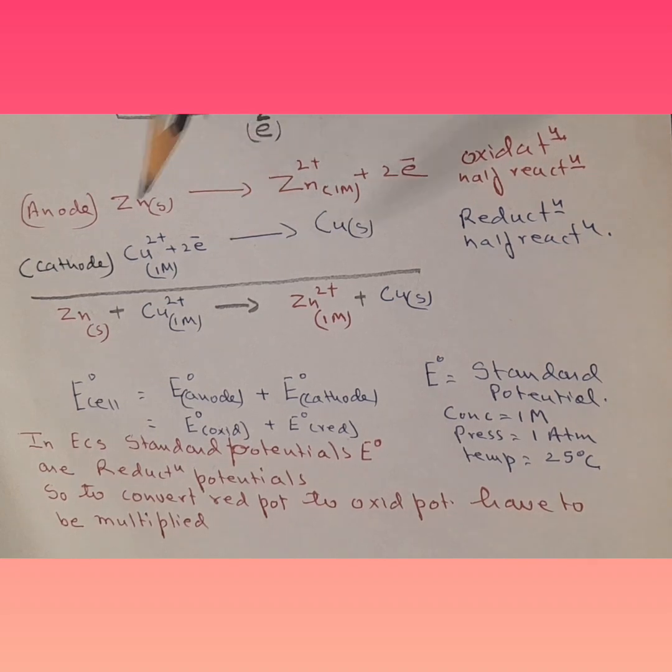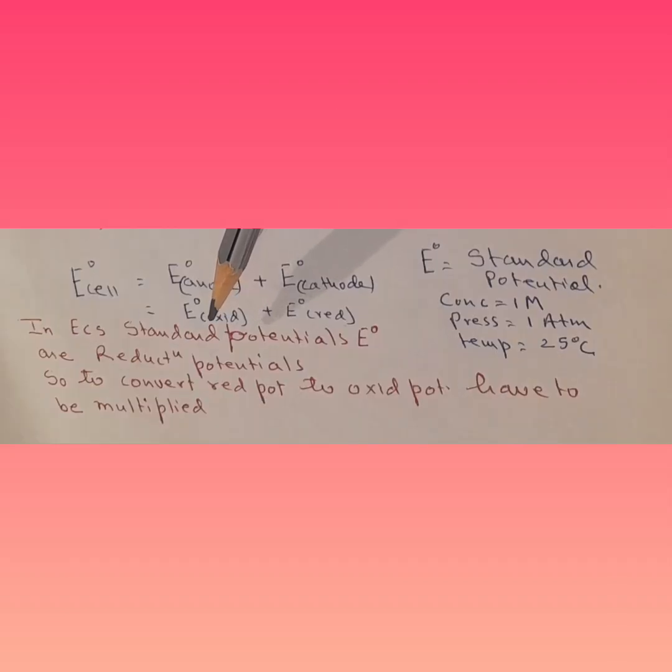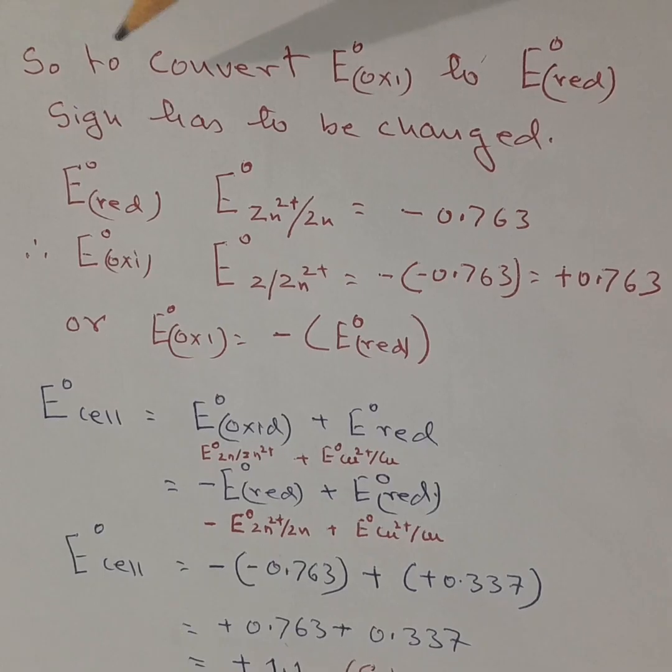So in case of anode, we have oxidation potential, and if ECS has all reduction potentials, then we can just change the sign of reduction potential and use it as oxidation potential. I hope it is clear. Alright, now let's understand how we do it. In order to convert standard reduction potential to standard oxidation potential, the sign has to be changed. That's what I explained right now.